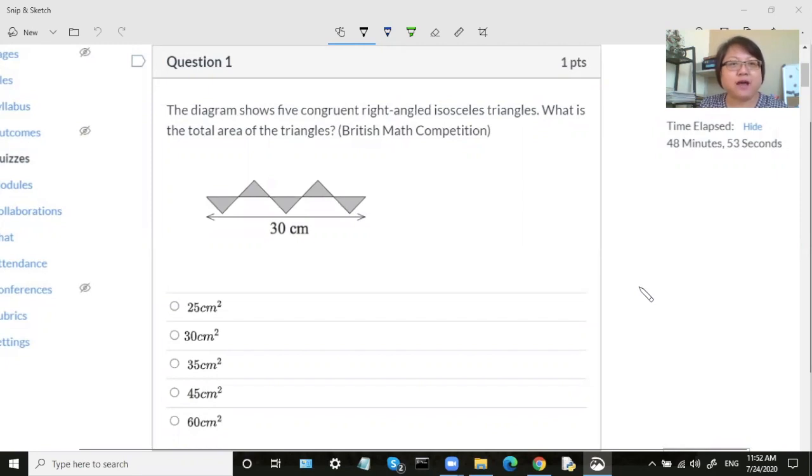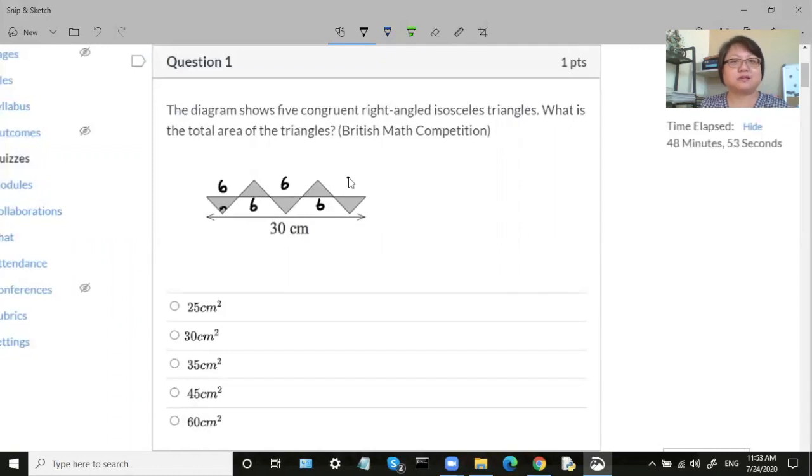Okay, we have 5 isosceles right triangles here. It's obvious this angle is 90 degrees. So then we have 5 hypotenuses connected to each other, forming a line whose length is 30 centimeters. So each hypotenuse is 6 centimeters. 6, 6, 6, 6. Okay, so then let's put 4 of these right triangles together like this.